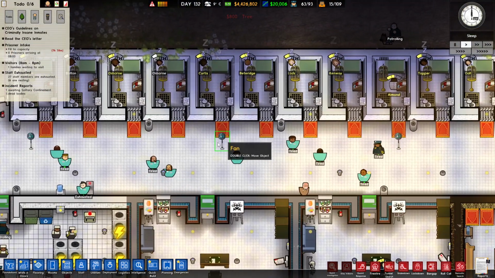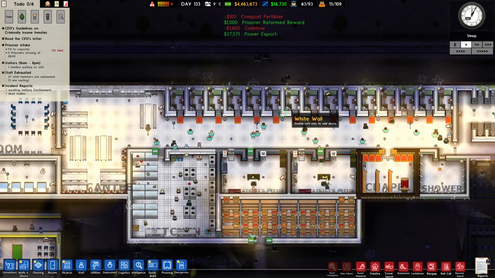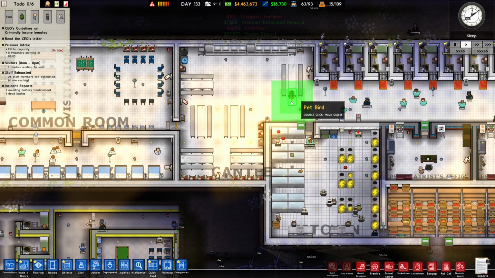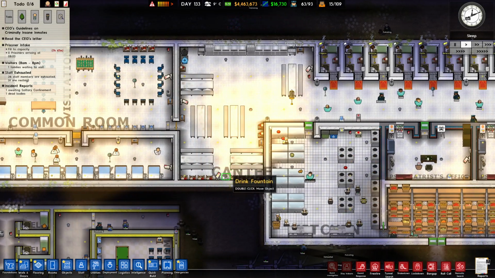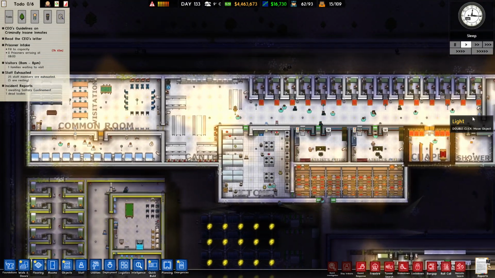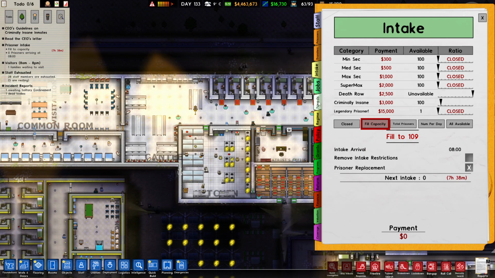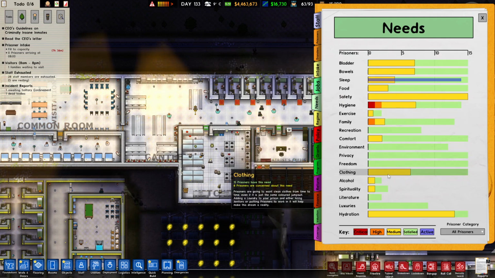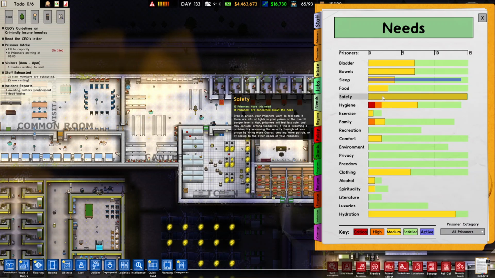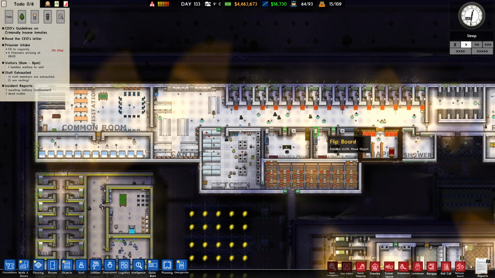I went ahead and added lots of stuff into these cells to try and mitigate this a little bit. And we spread out bird cages here and there and bookshelves. I don't think we can actually... Let's have a look at the prisoner needs. I think I did this a lot last time. Hydration? That shouldn't be a need. Safety? I don't know why safety would be a need. We've got lots of orderlies, lots of guards.